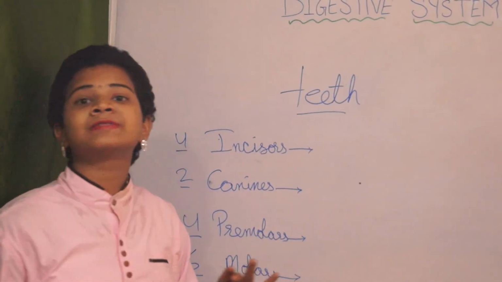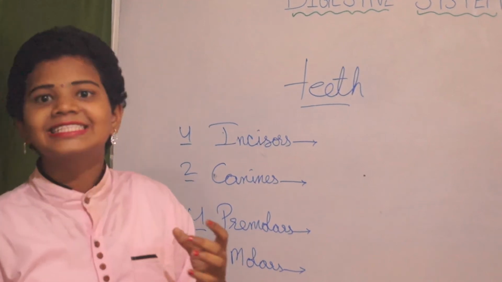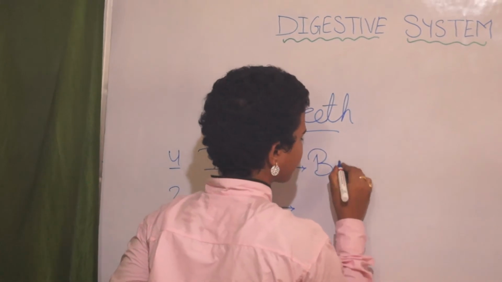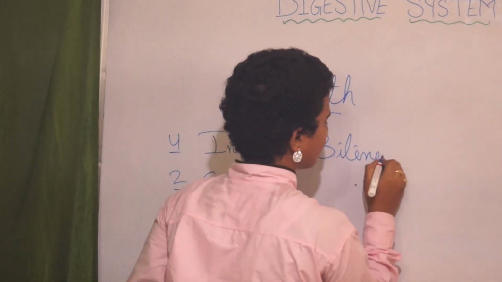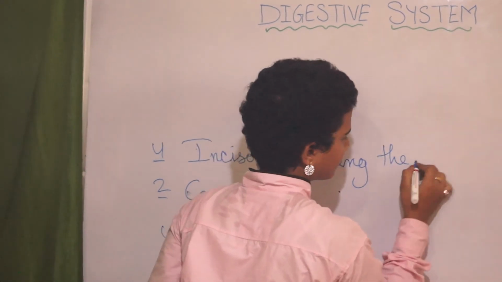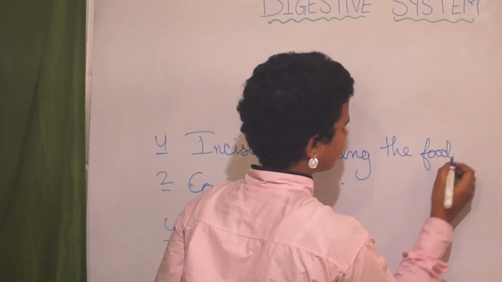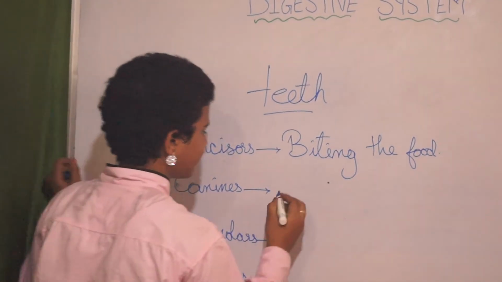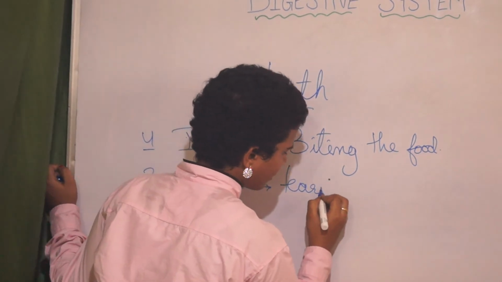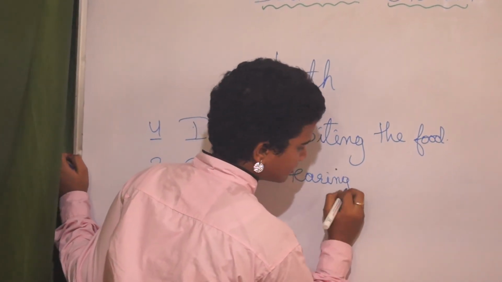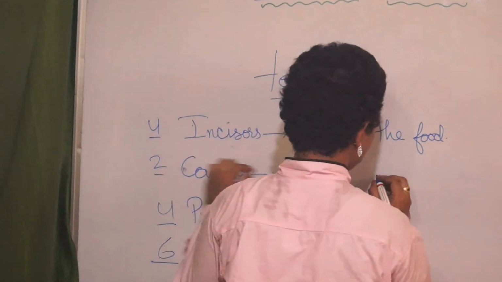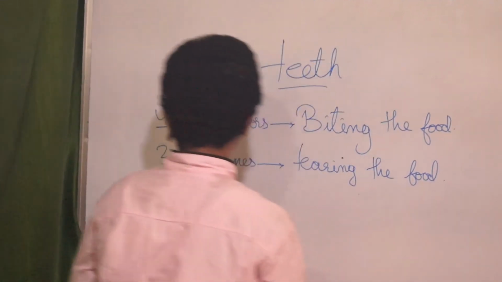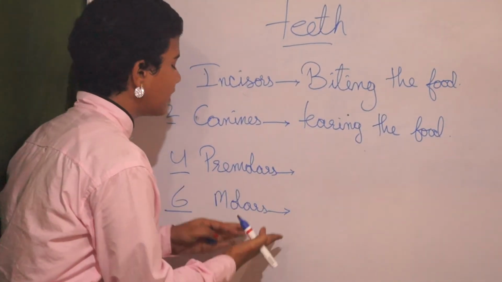Now, incisors help in biting the food. Canines help in tearing the food.